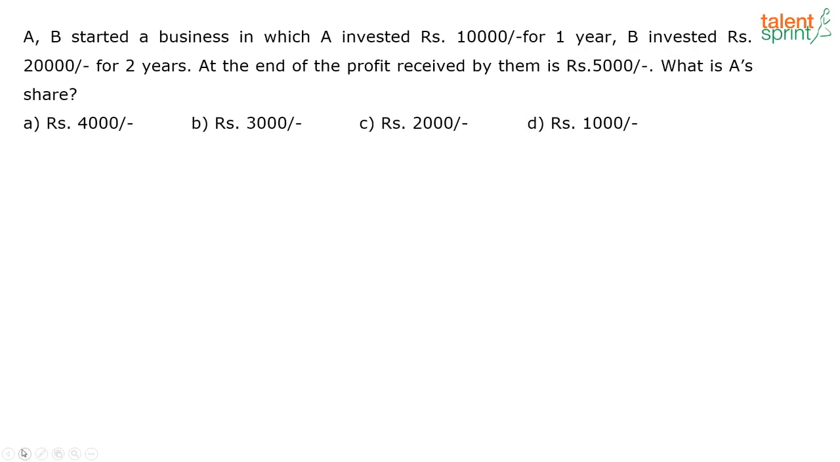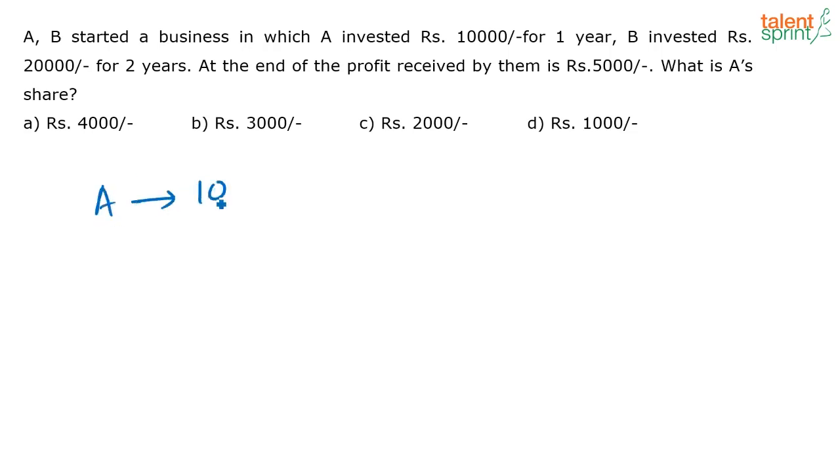Next one. A and B started a business in which A invested rupees 10,000 for 1 year, B invested rupees 20,000 for 2 years. At the end, the profit received by them is 5,000. What is A's share? So here, if you see, A and B are investing different amounts for different periods of time. So in what ratio will the profit be shared between them? The profits will be shared between them in the ratio of their investment into the period for which they have invested.